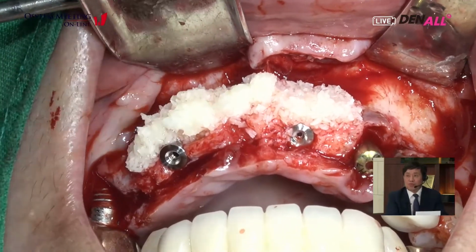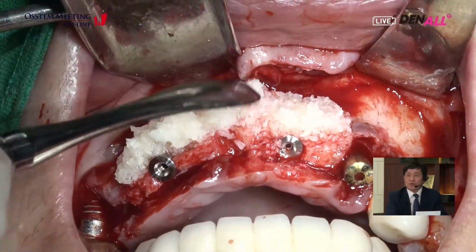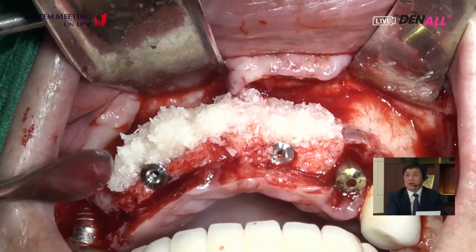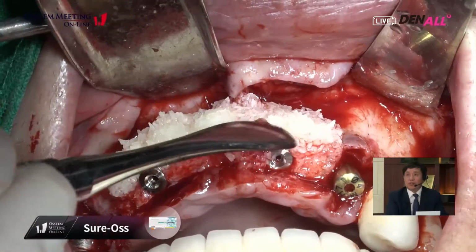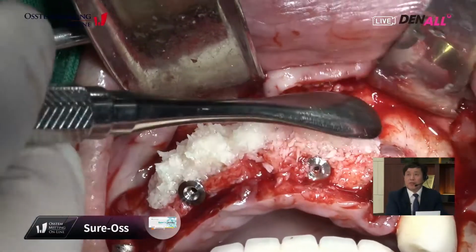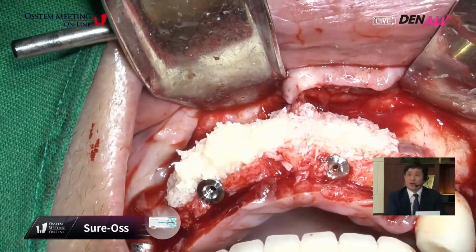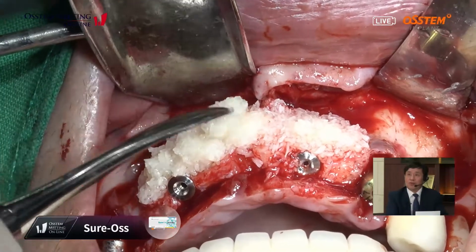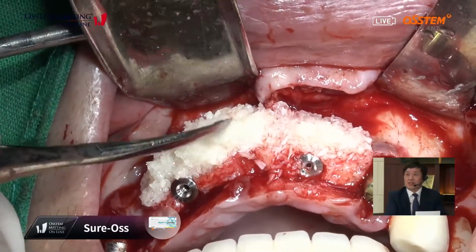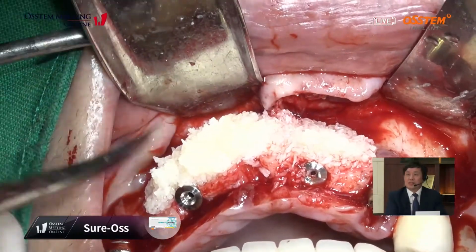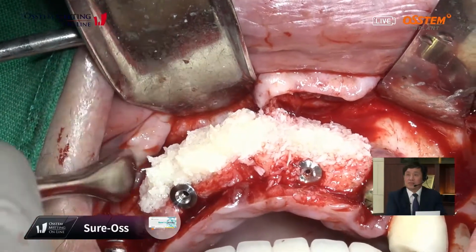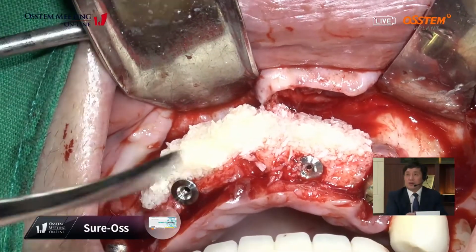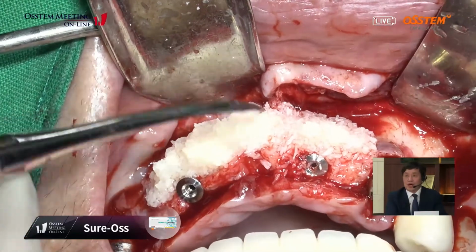The allogenic bone first, for new bone formation in contact with the host bone. This is allogenic bone. After that, he will apply the xenogenic bone also. Yes, okay. Yeah, abundant augmentation with the allogenic bone.